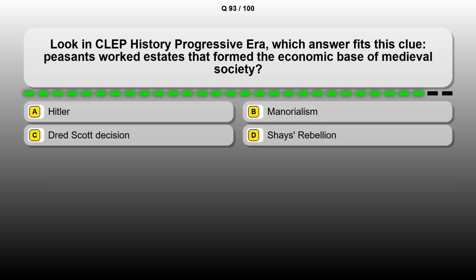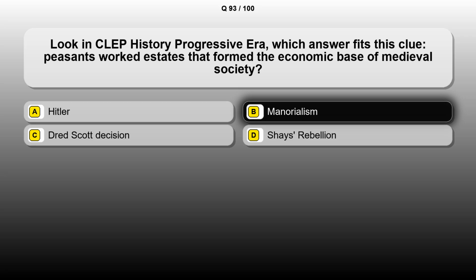Question 93. Look in CLEP History Progressive Era, which answer fits this clue? Peasants worked estates that formed the economic base of medieval society. Option A, Hitler. Option B, monorealism. Option C, Dred Scott Decision. Option D, Shays Rebellion.